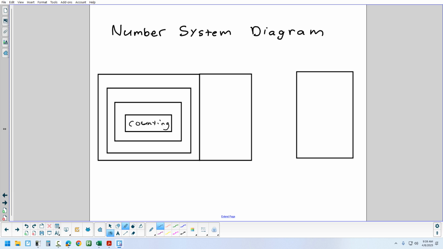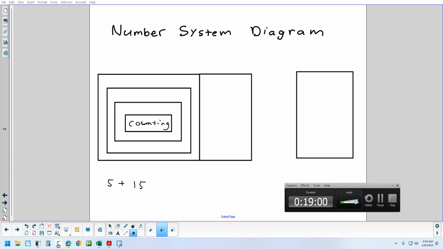Could someone give me a counting number? Any counting number you want. Yeah? 5. Okay, so counting numbers start at 1 and they go up, but they don't have any decimals or fractions. And then give me another counting number. Yeah? 15. If I take those two counting numbers and add them, no problem. Right? But if I try to take those two counting numbers and subtract them, we're going to run into an issue, which I'll show you in a second.